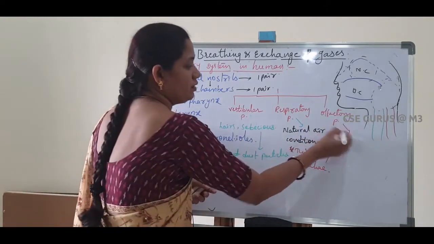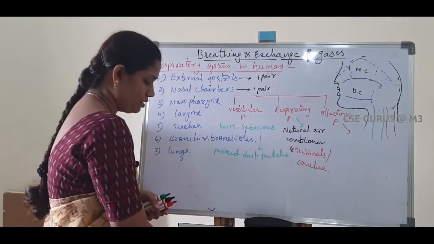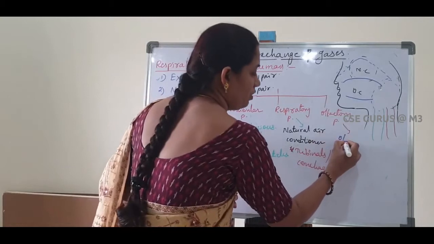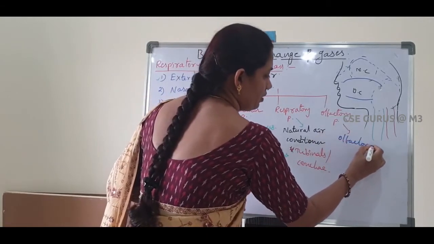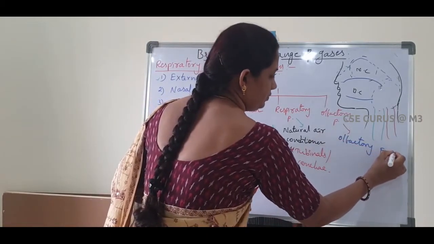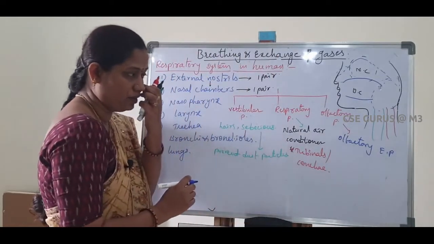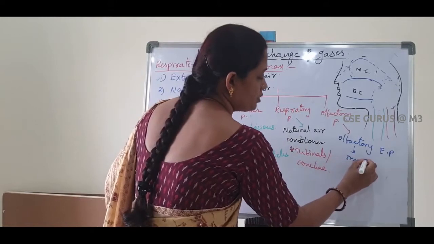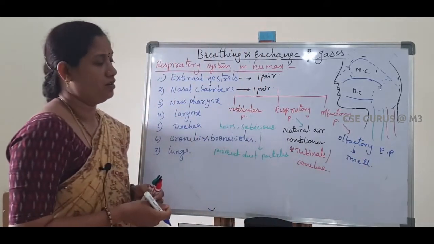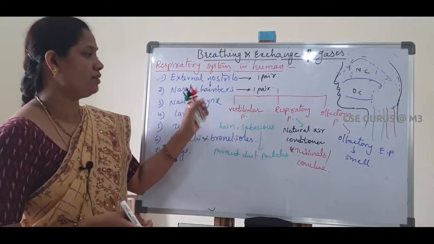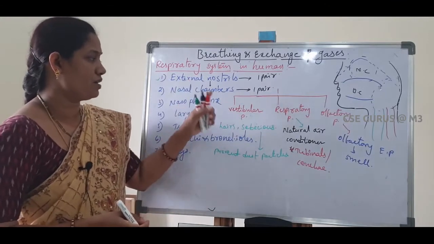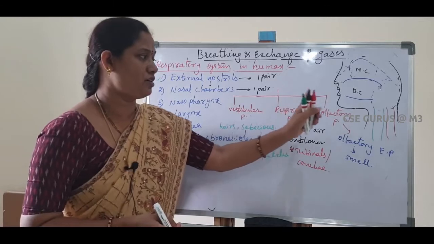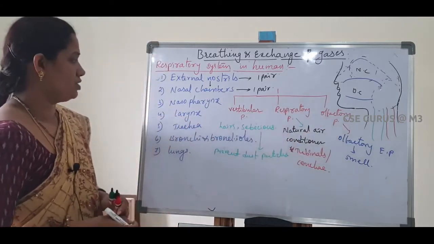Next, third one, olfactory part. This olfactory part is lined by olfactory epithelium, which helps in detecting smell. So these are the parts of the nasal chamber: vestibular region, respiratory region, olfactory region.